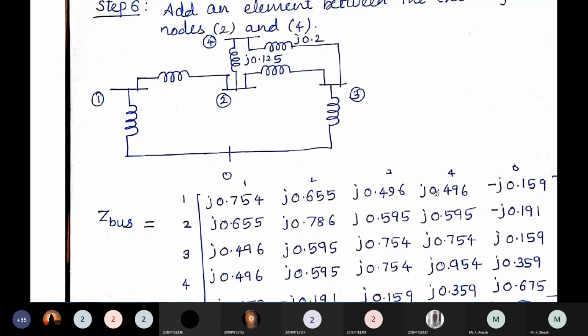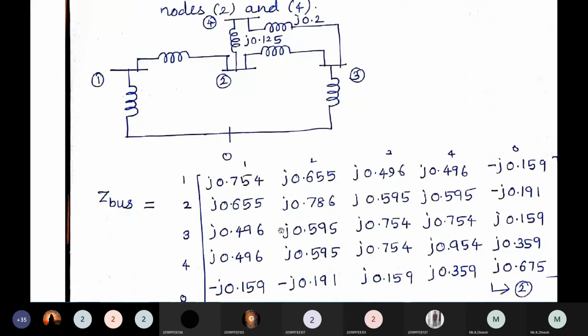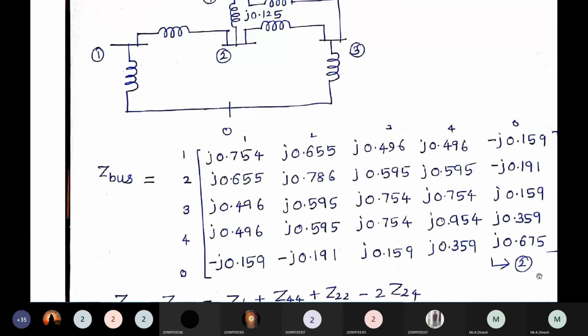So from 4 to 2 I have J.159. Here the 24 to 22, the answer is J.0191. Likewise here 4 to 2. Column wise also 4 to 2. And the last one, I am having this value 0.675. So for that we have the relation.